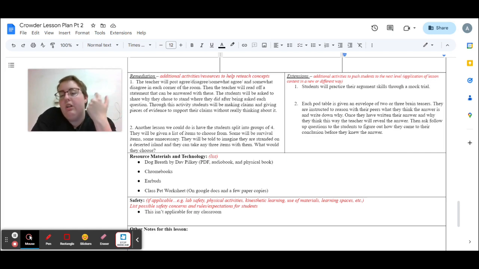Another lesson we could do is have students split into groups of 4, and then they'll be given a list of items to choose from. Some will be survival items and some unnecessary. They will be told to imagine they are stranded on a desert island and they can take 3 items with them. What would they choose? Again, how do we formulate opinions? Why do we formulate opinions? Where do our opinions come from? And why do we believe such things?